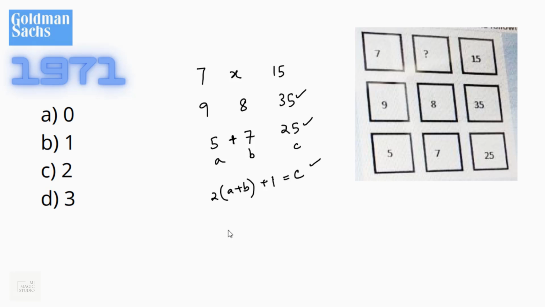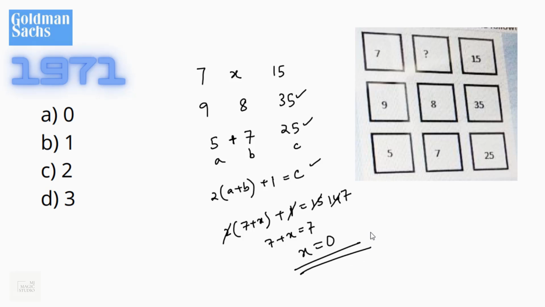Bingo. It fits in. That means 2 into 7 plus X plus 1 should be equal to 15. That is 14. And this is 7. That means 7 plus X is 7. X should have value 0. Here if we have 0, then all the 3 rows follow a pattern of 2 into A plus B plus 1 equals C. Option A fits in.